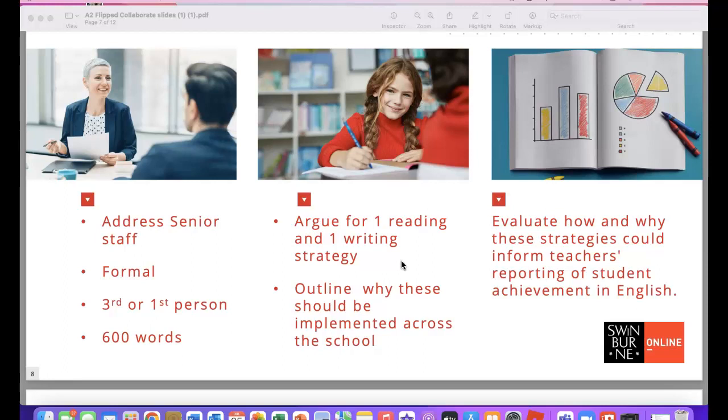You are going to be choosing one reading and one writing strategy that you're going to then take from the table and then present it in, just think of it as an extension on what you've already started.